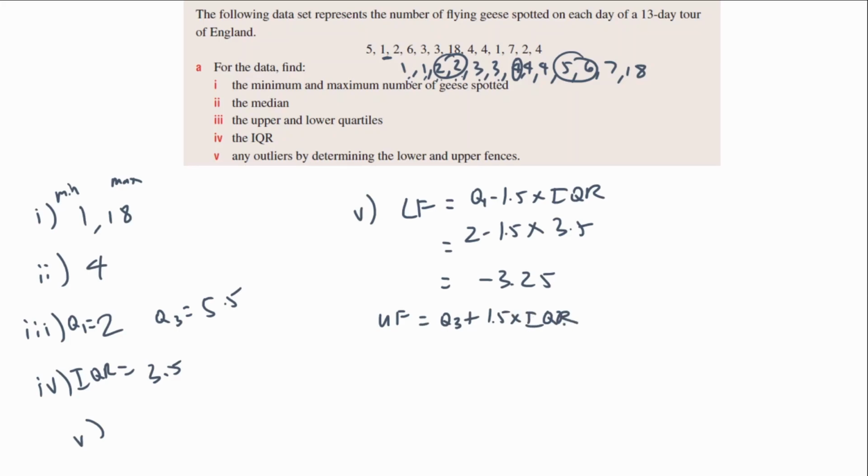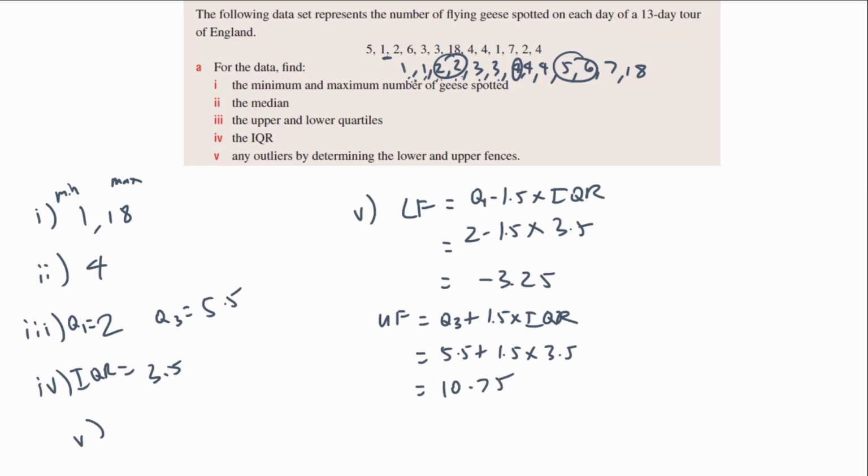And for the upper fence, same thing, but Q3 plus 1.5 times IQR. Just make sure you got that formula down somewhere. Q3 was 5.5, so do plus 1.5 times 3.5. Just put that into your calculator and that gives you a value of 10.75.